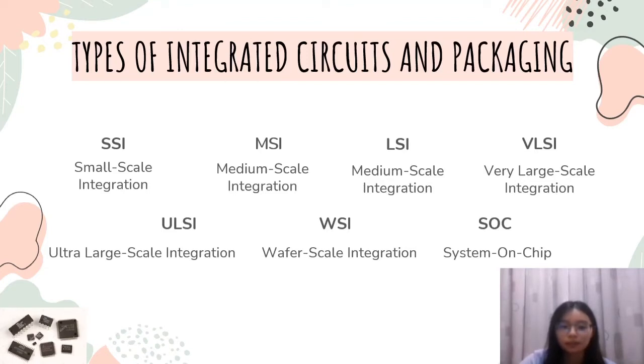MSI consists of some hundreds of transistors and achieves better economy and advantages compared to SSI. VLSI consists of transistors from hundreds to several billion in number. ULSI consists of transistors in excess of more than 1 million, and later WSI and SOC were developed.